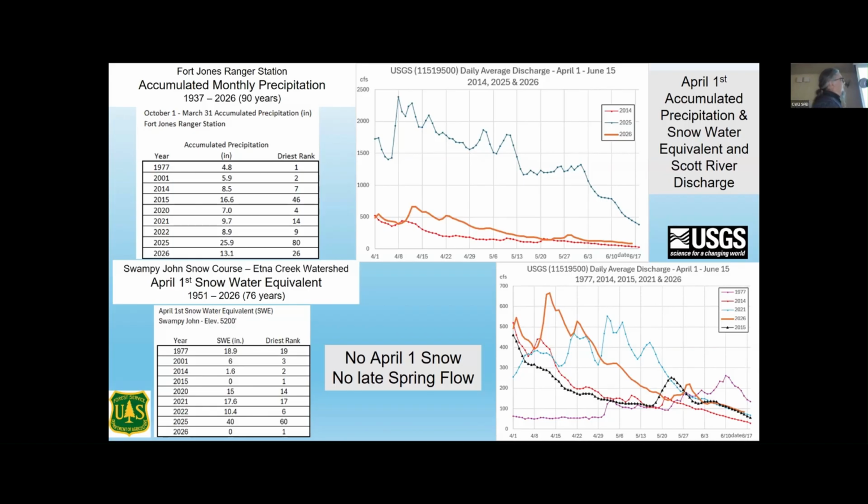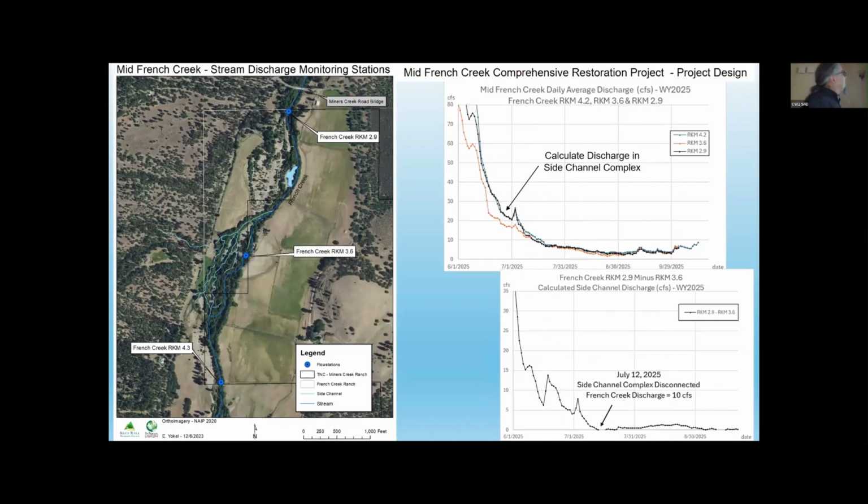The 2014 is red, and you can see that 2026 is really tracking during the worst of the drought years. And my conclusion from this is that the lack of April 1st snow really was the main driving force, and that drove no late spring flow. And here's a couple examples of project-based use of this discharge data.